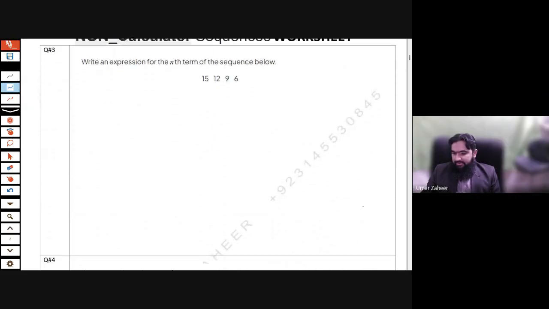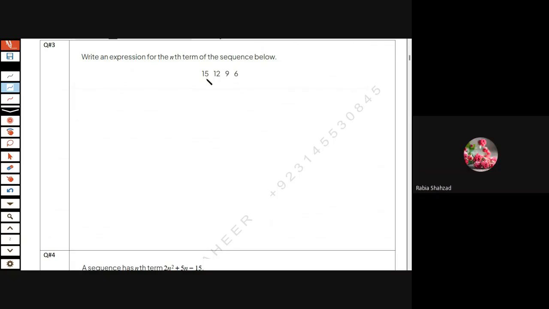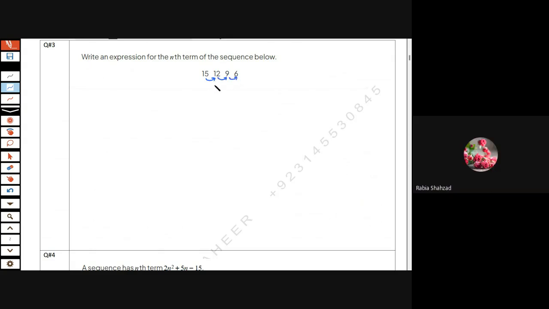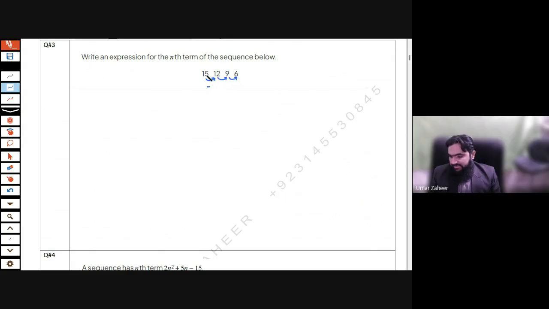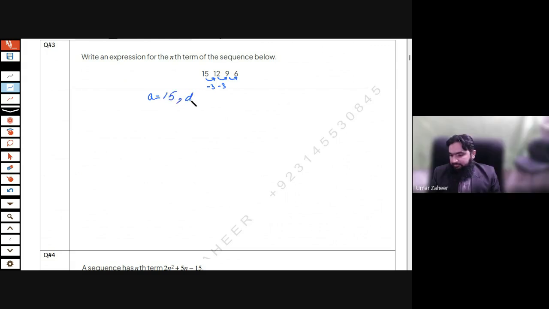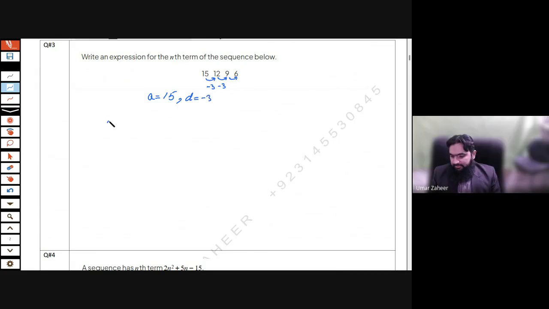Yes, Rabia. Tell me about this one now. First of all, tell me which kind of sequence it is. Sir, it's a linear sequence. Yeah, and what is the difference? It's minus 3. 12 minus 15, that is minus 3. All right, and so the first term, a is equal to 15, d is equal to minus 3. How can we find the nth term?